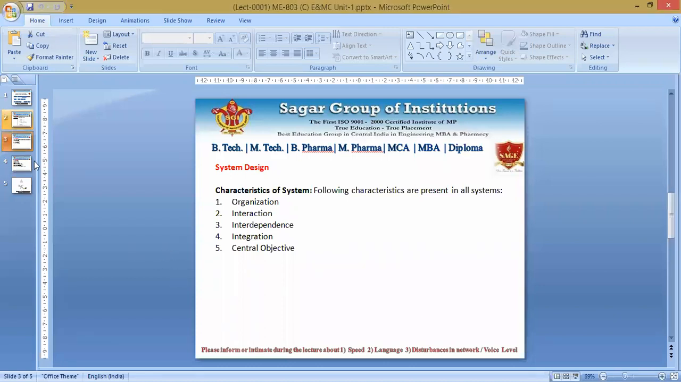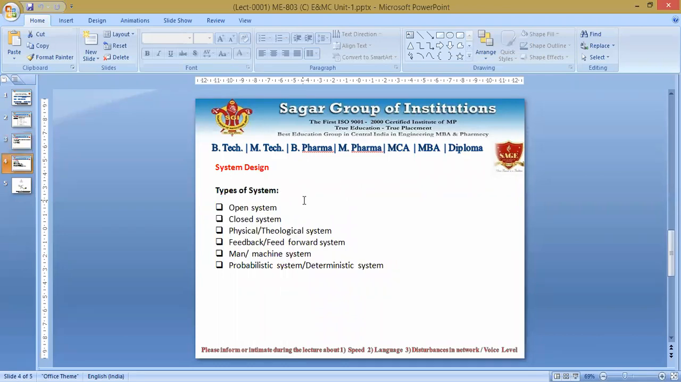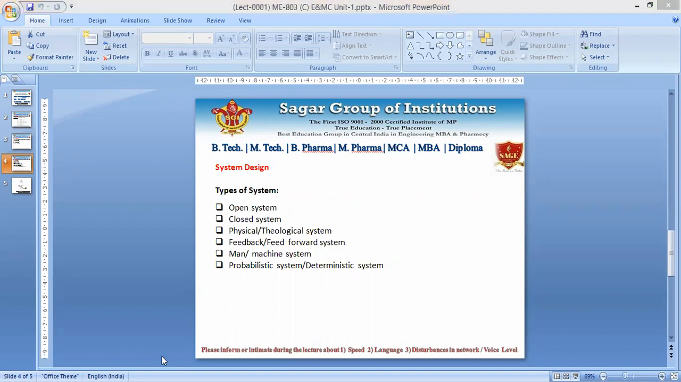What is talked about? Again, types of system. Let us see what are the types of the system. First of all, the open system. As we have already studied in thermodynamics what is open system and what is closed system, here also we have open system and closed system, but with different contexts.